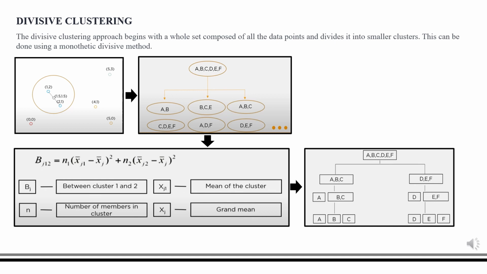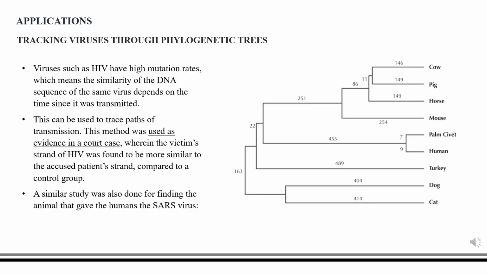Hierarchical clustering applications include tracking viruses through phylogenetic trees. Viruses such as HIV have high mutation rates, which means the similarity of the DNA sequence of the same virus depends on the time since it was transmitted. This can be used to trace paths of transmission.